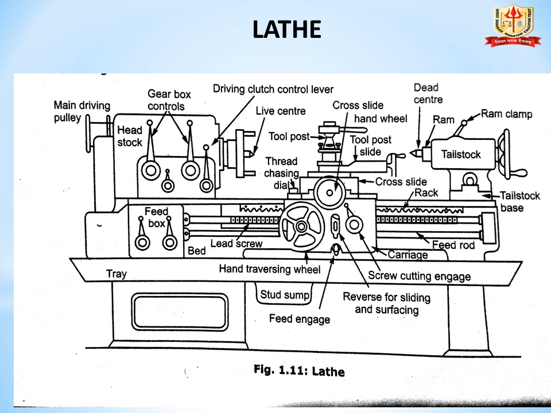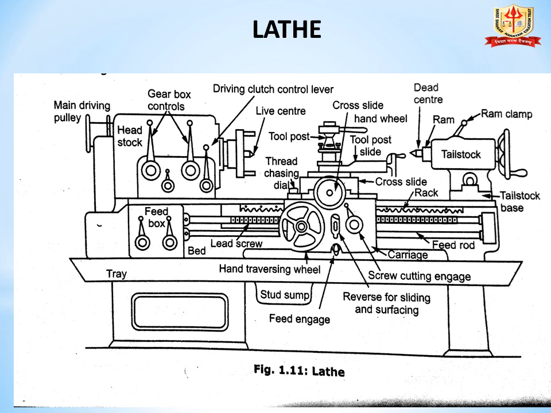And on the left hand side and top of the bed there is the headstock. Headstock is permanently mounted on the left end of the bed. You see from the diagram, the headstock. Then functions of the headstock. First function is to support the spindle. Second, to carry the driving mechanism forward. Third, to give multiple speeds to the spindle.